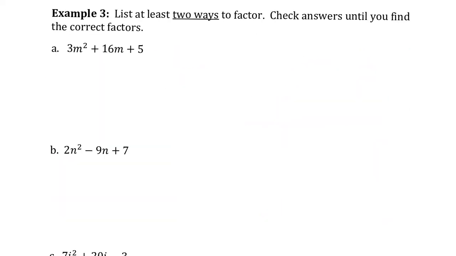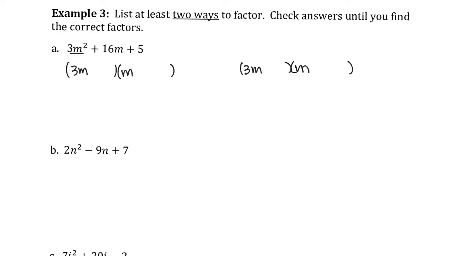Okay, now this is the last type of factoring that we tried. It says list at least 2 ways to factor. Check the answers until you find the correct factors. Okay, so I'm going to make 2 guesses. I'm going to check them. Well, actually, I'm only going to check the first, and if it doesn't work, I'll check the other one. Okay, so 3m to the second, 3m times m.